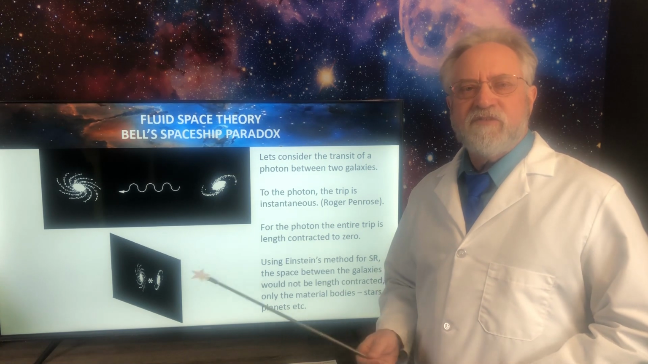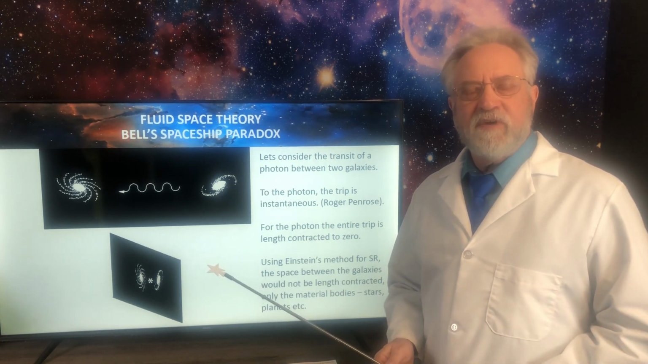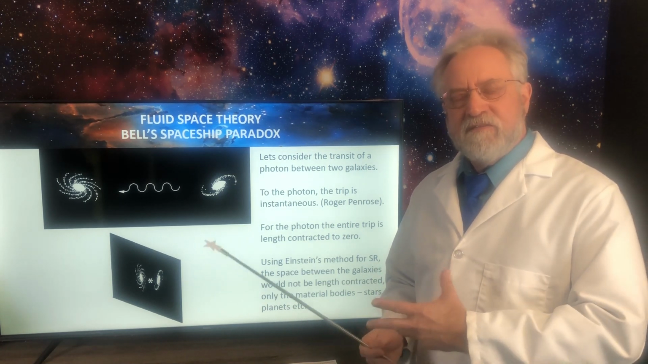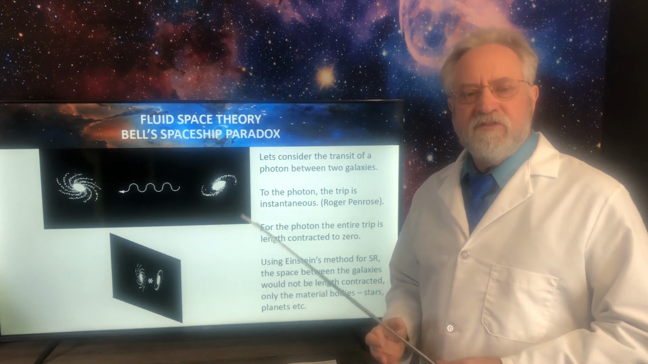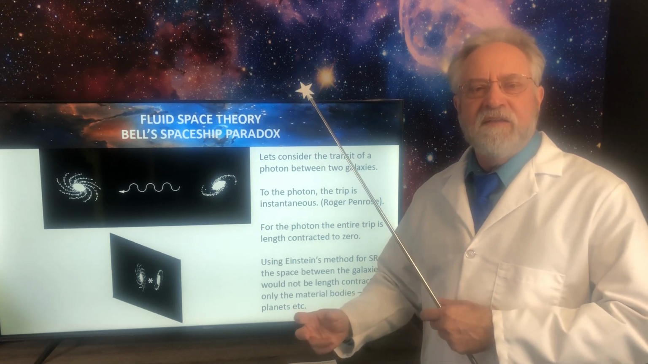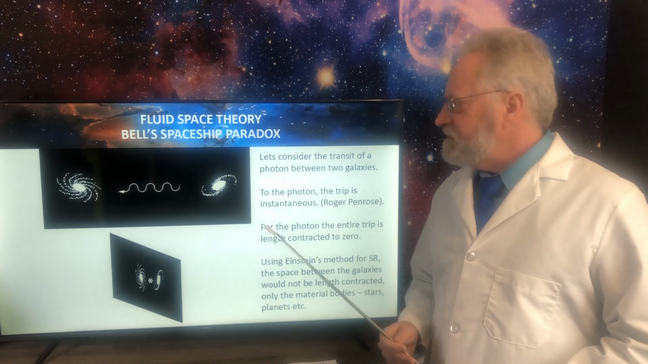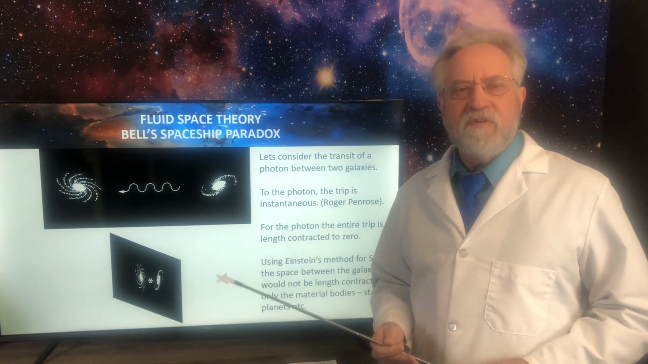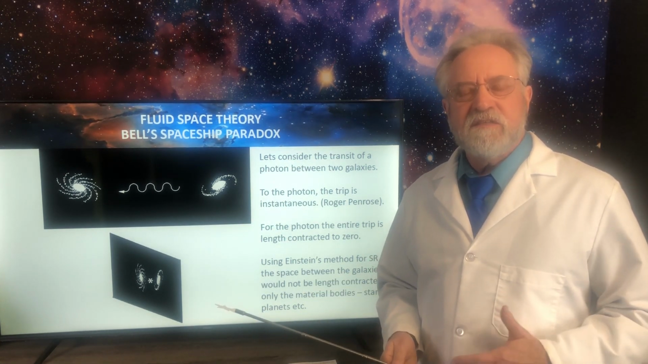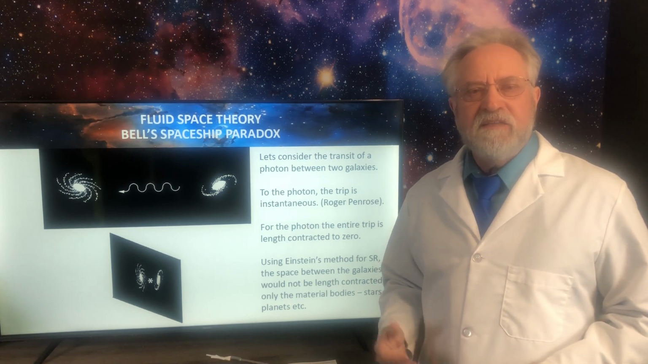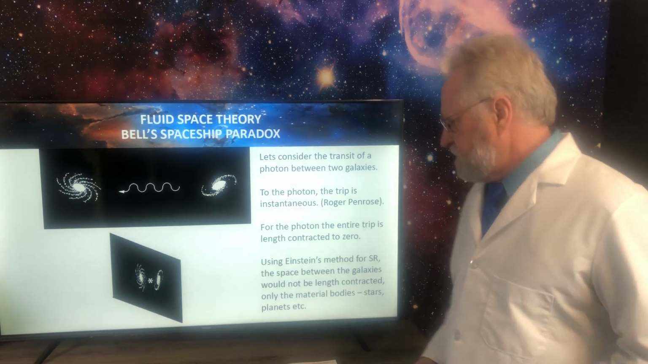galaxies similar to what we're getting in Bell's spaceship paradox, where the space between the two ships is apparently stretching out and the string will have to break. Applying special relativity, as Einstein suggested, to only material bodies leads to some rather bizarre conclusions.